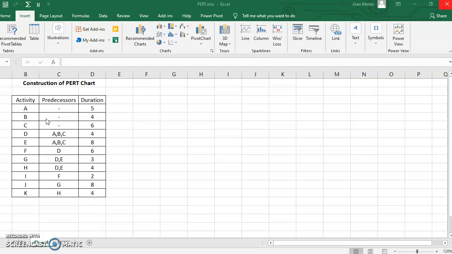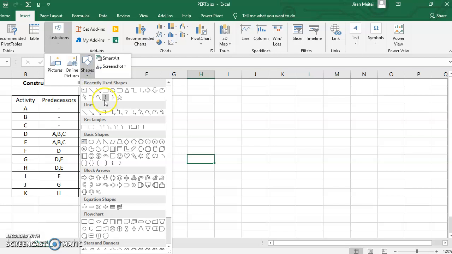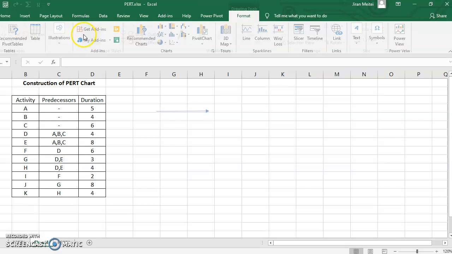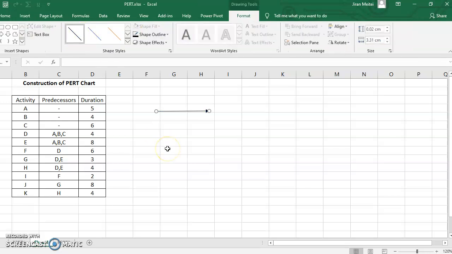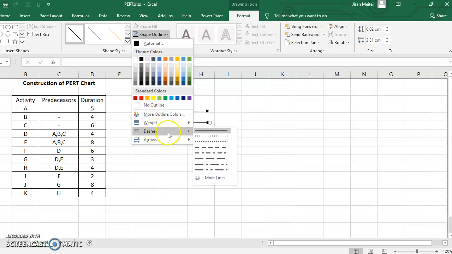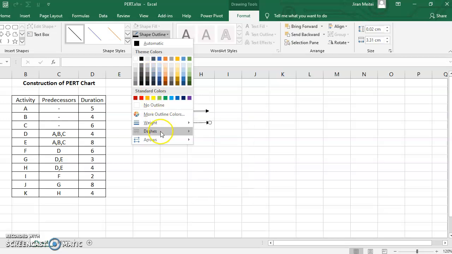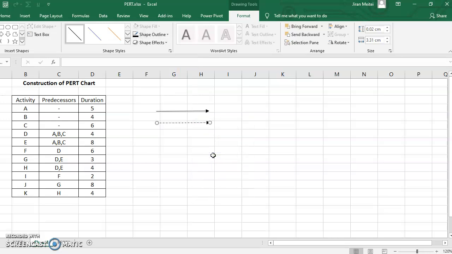So in the PERT chart, an activity is always going to be denoted by a directed arrow. A directed arrow is going to denote an activity in the PERT chart, and an activity will be of two types. A directed solid arrow will denote an activity, but you may also sometimes have a directed arrow with dotted lines. And these are called the dummy activities.